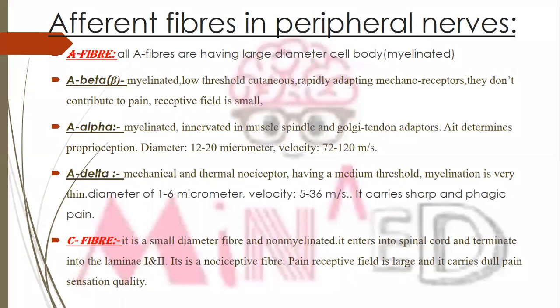The second one is the C fiber, that is the main second division. It is a small diameter fiber and it is non-myelinated. It enters the spinal cord and terminates in the first and second part of the lamina. It's a nociceptive fiber, so it carries pain. Pain receptive field is large and it carries a dull pain sensation quality. If you have a dull pain, it is carried by the C fiber to the lamina of the spinal cord.